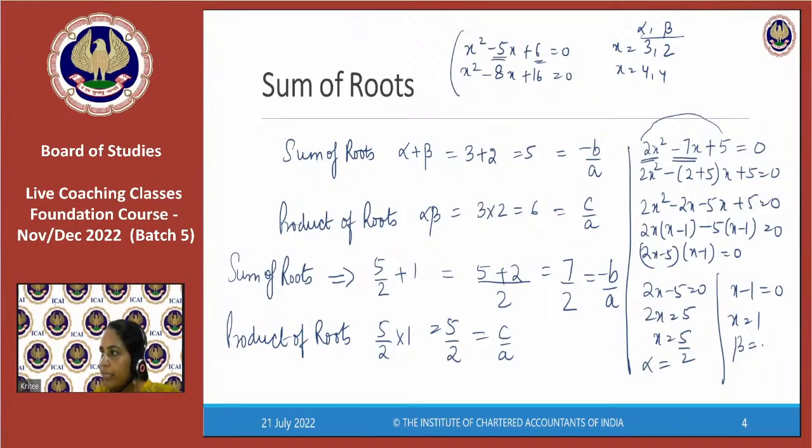Arshdeep is asking, ma'am, can the sign be changed? The formula for sum of roots is minus b by a. The product of the roots is c by a. No changing anywhere else. Okay.